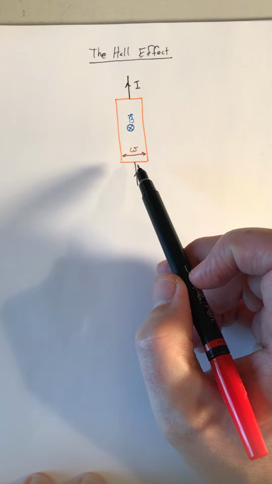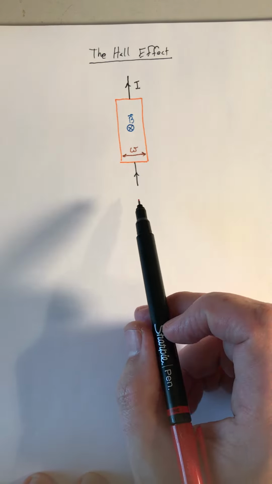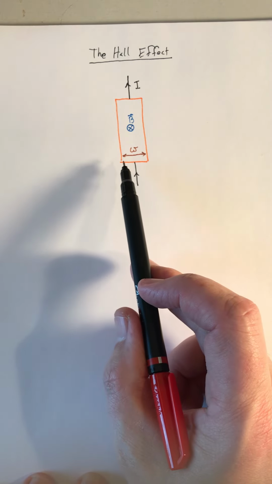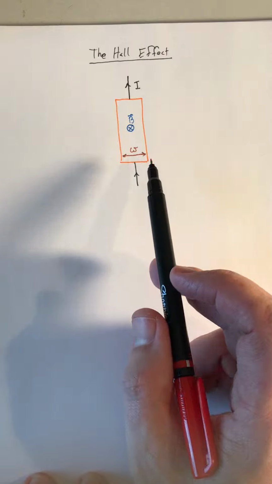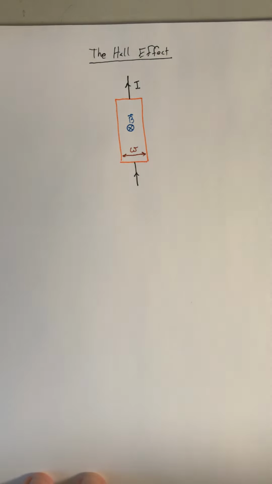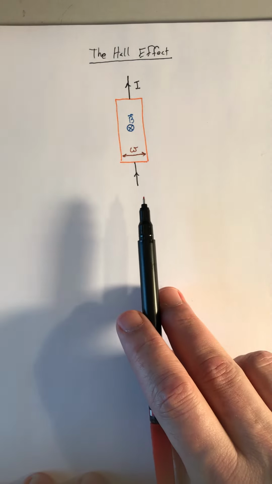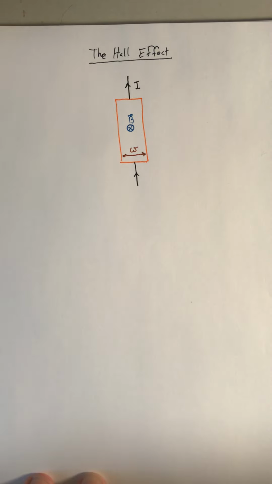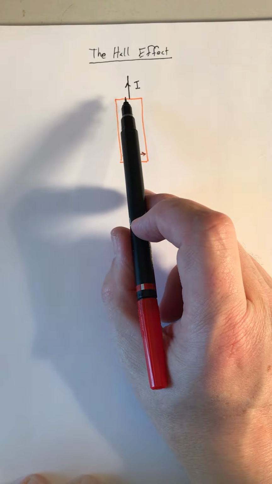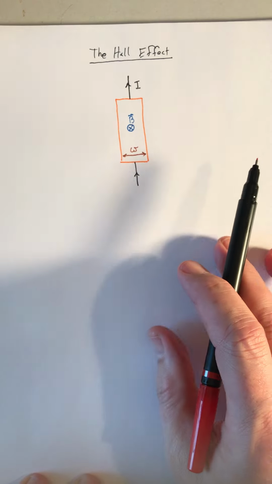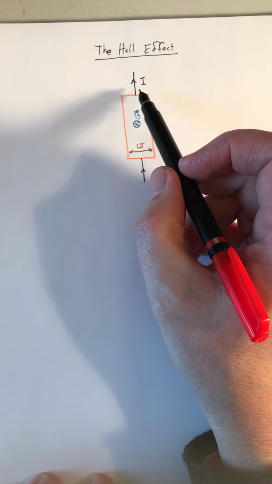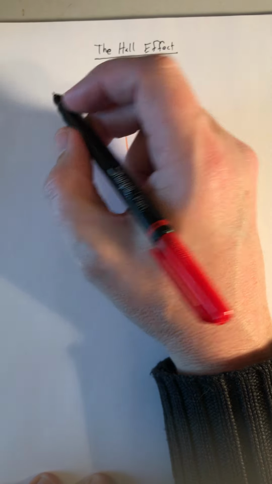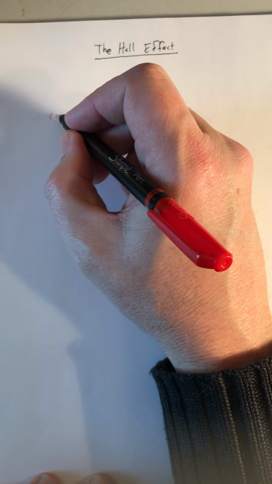So in the Hall effect, we're going to have a sample of metal, a conductor here in orange. It has a width W. There's a magnetic field going into the plane of the page, and we have a current that's going up the page. Now we're going to consider the two possible cases of this current I. The first case we'll look at is conventional current.